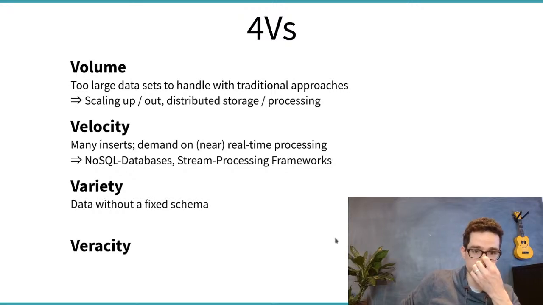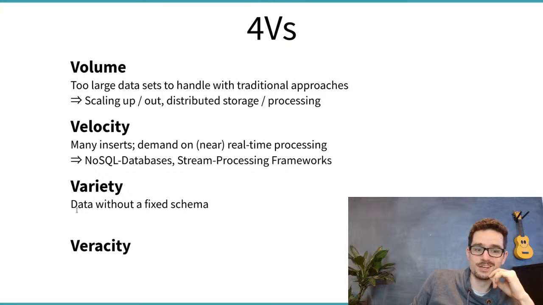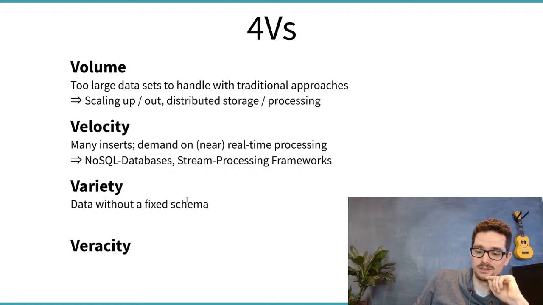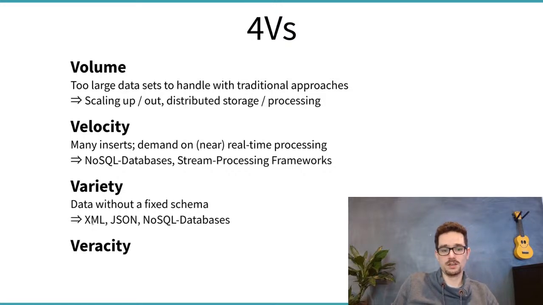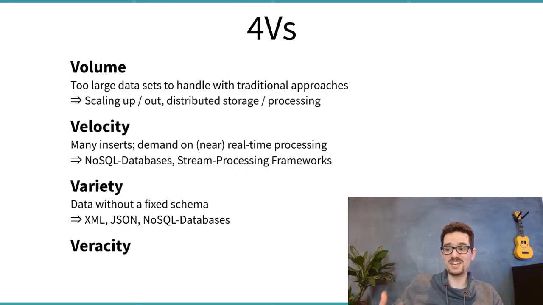The definition of variety is very flexible. Data without a fixed schema. So various data formats, media data, multimedia data, structured data, unstructured data, semi-structured data, and so on. And semi-structured data are XML and JSON. We'll talk about this next week. And NoSQL databases are made for data which does not follow a fixed schema, but the schema is flexible.